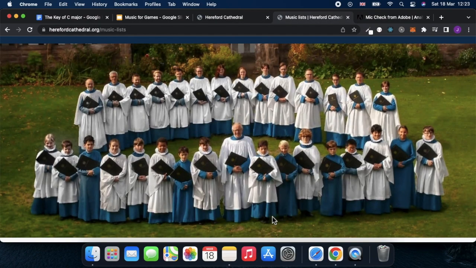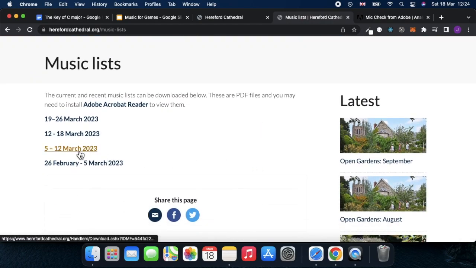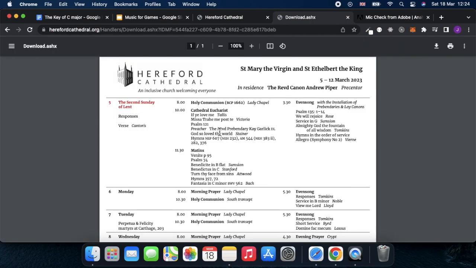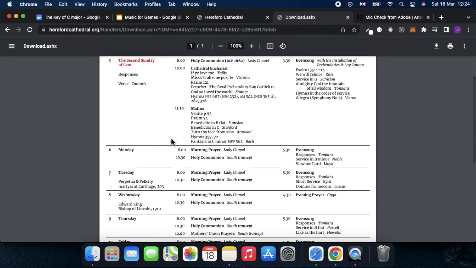Here's the choir. The choir has a bit of a reputation for quality music. And if you look on the website, because people come here to listen to the choir, they print their program. Here's the program. If you look through the program, you'll see certain things. And I'd like you to pay particular attention to these things.